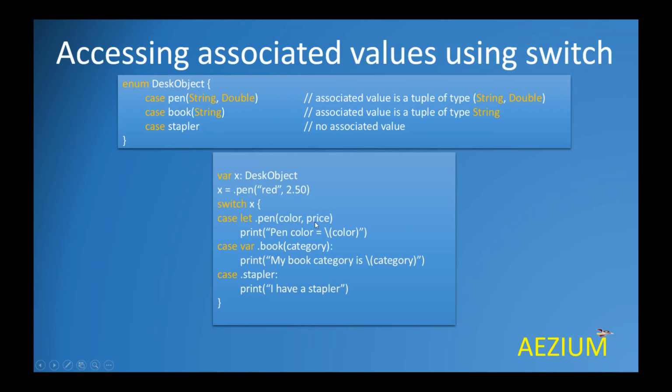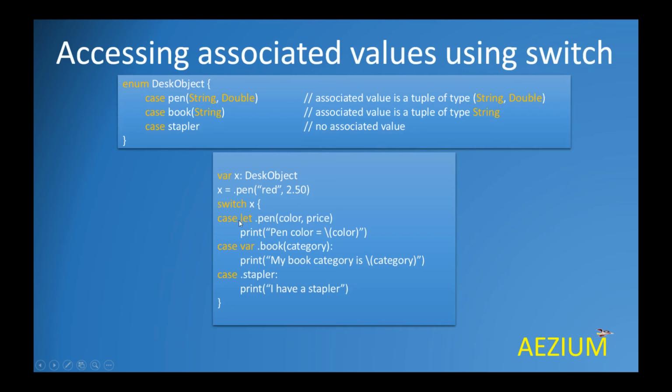If the temporary parameters that we are declaring within the parentheses are all constants or are all variables, then instead of mentioning the keyword let or var for individual temporary parameters, we can factor out let and put it outside like this, or factor out var and put it out.